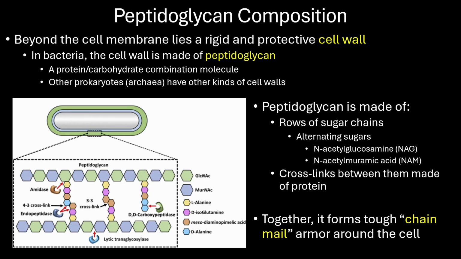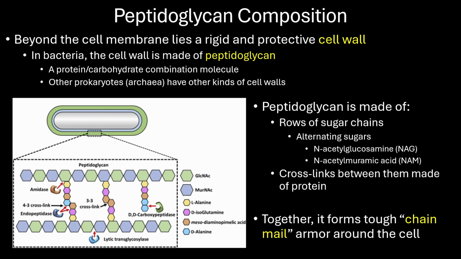So peptidoglycan. When we look at peptidoglycan, we have essentially rows and rows and rows of alternating sugars, a chain of alternating sugars. Okay, and so you don't need to remember the specific name of the sugars, but you should know their abbreviation, NAG and NAM. So these NAG, NAM, they alternate through this chain of carbohydrates.